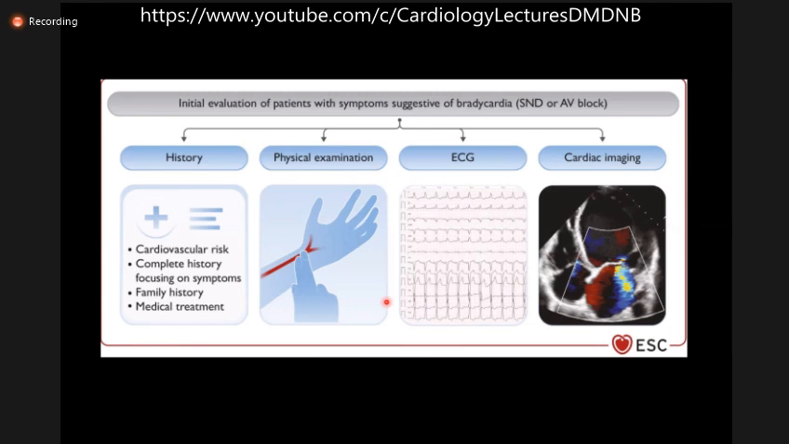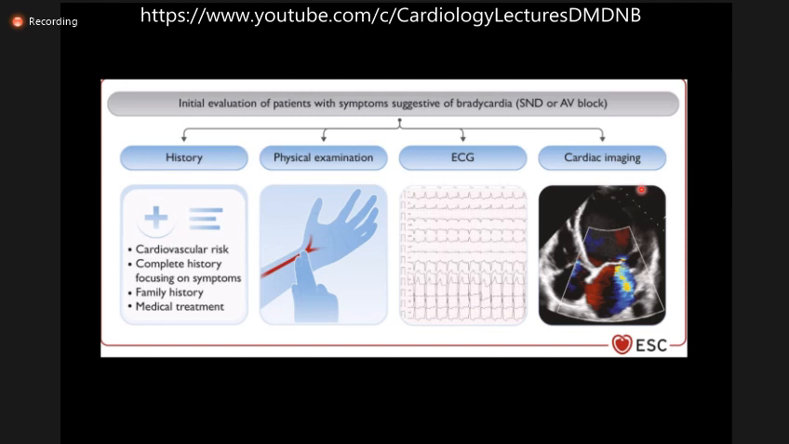And of course, the electrocardiogram is a basic interrogation tool, mandatory in all patients who present with symptoms suggestive of bradycardia or AV block. And of course, for cardiac imaging, echo is often the first step that we start off with. Advanced imaging tools such as MRI are essential when we are trying to determine the structural substrate for the electrical problem that we see, whether it be bradycardia in the form of sinus node dysfunction or AV block.